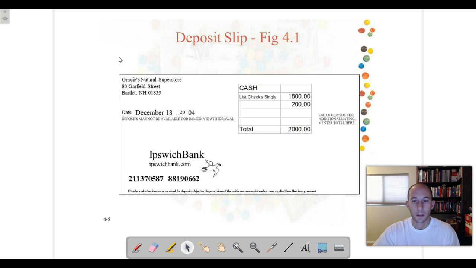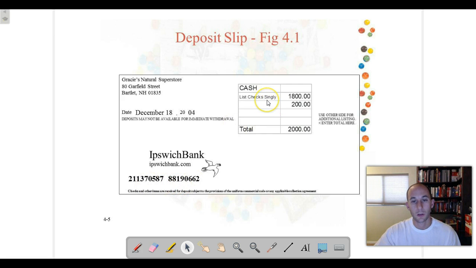So when we get a check from someone else, we take it to the bank and we want to put it into our bank account. We have to use something else along with it called a deposit slip. A deposit slip lists our account information down here, so the bank knows which account to put it into.